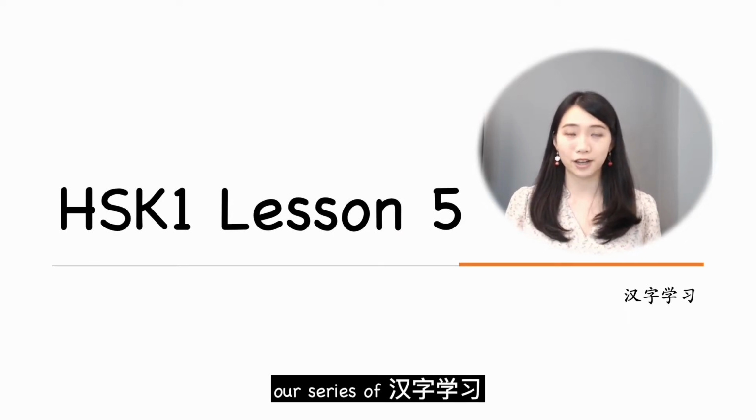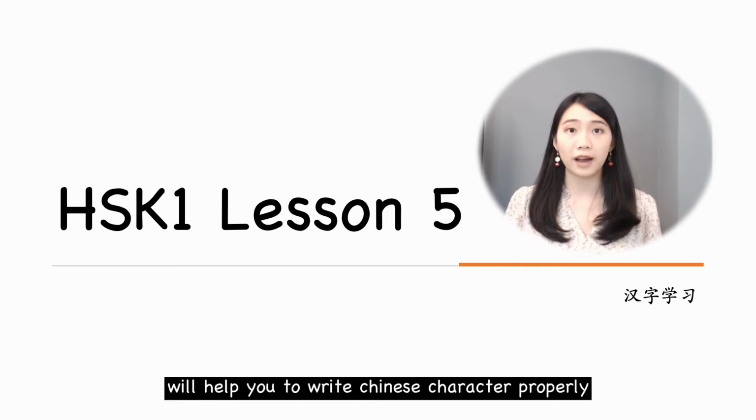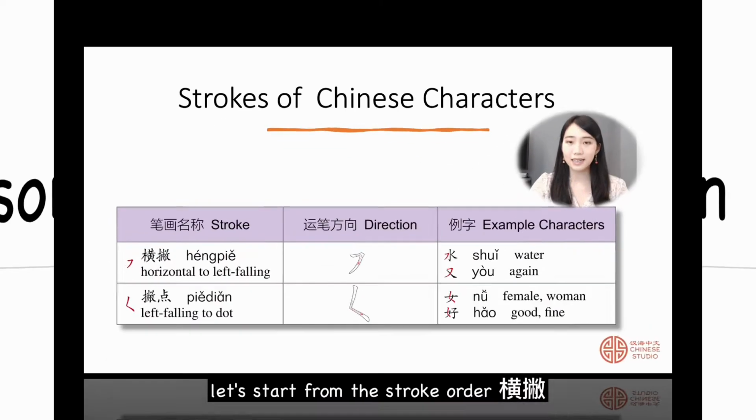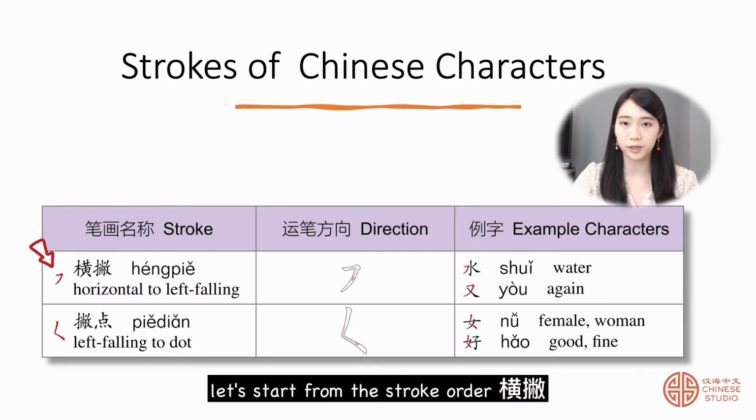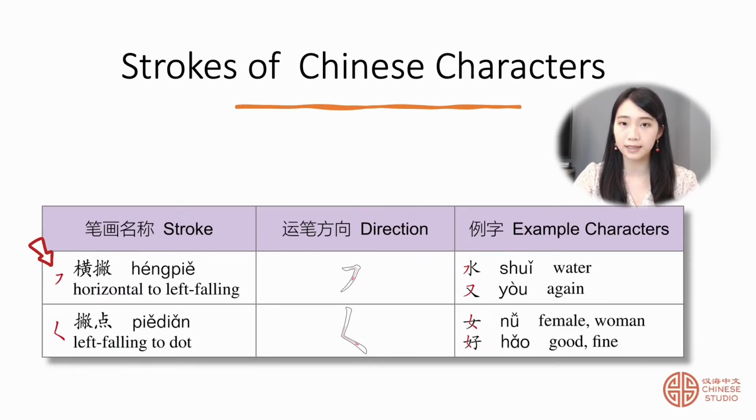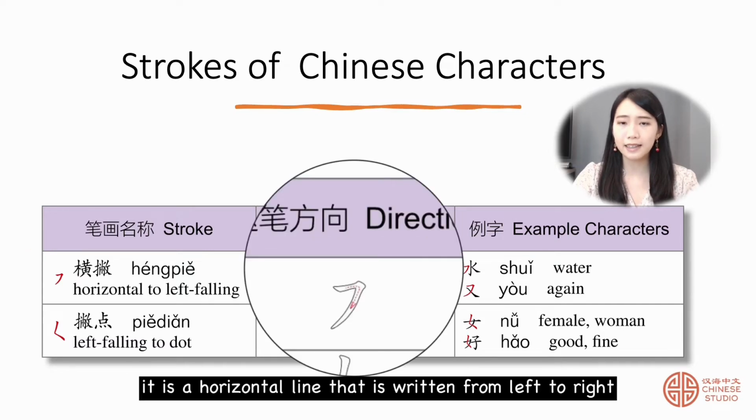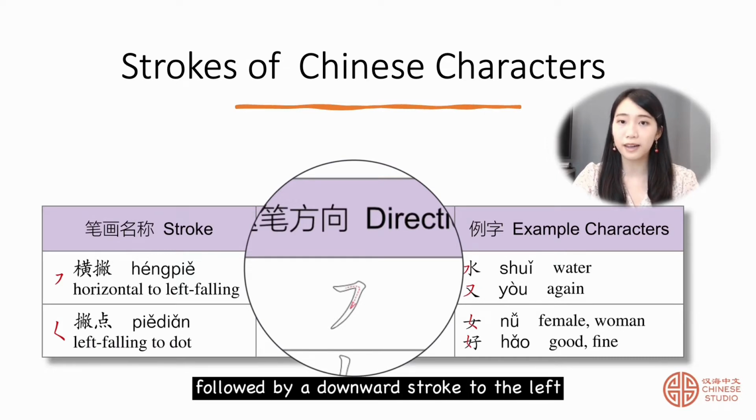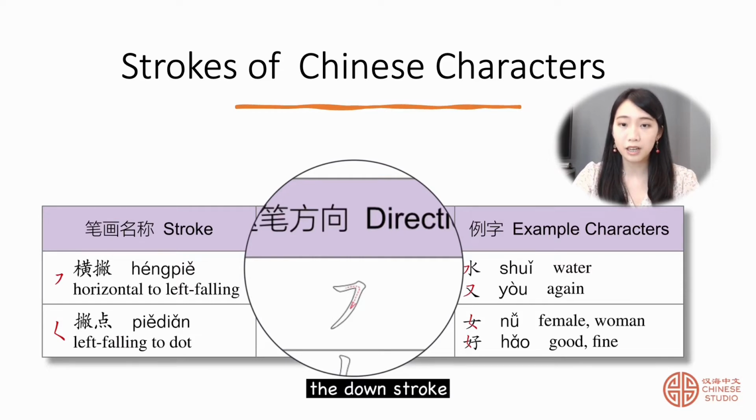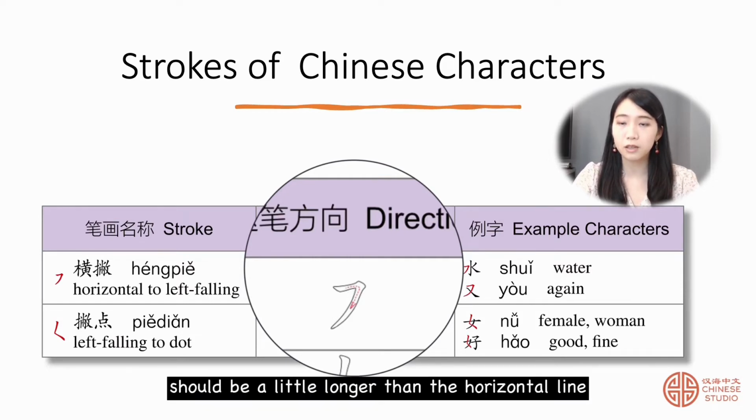Our series of 汉字学习 will help you to write Chinese characters properly. Let's start from the stroke order. 横撇, horizontal to left falling. It is a horizontal line that is written from left to right, followed by a downward stroke to the left. The downstroke should be a little longer than the horizontal line.